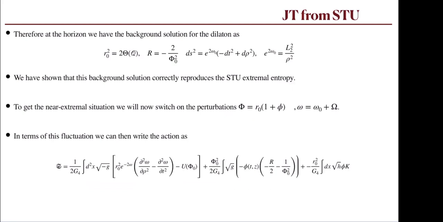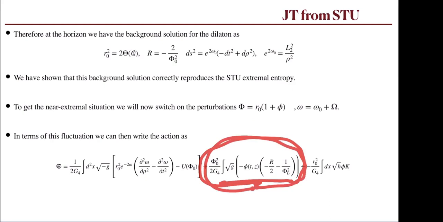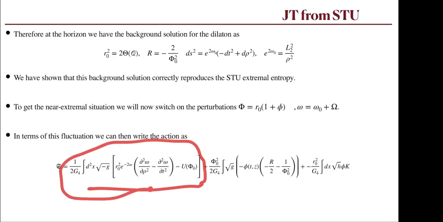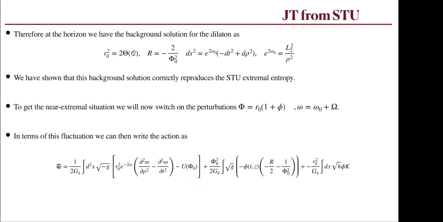In this equation, this is the JT part that we showed earlier: if you come from a higher derivative action, you get some JT gravity kind of action. This is the JT part. And this, which I just wrote like this, is essentially R, the Ricci scalar for this metric. This term is what gives you the extremal entropy. If you put back the solution of phi naught, which is basically minus 2R, you will see that U of phi naught is zero at that extremal point. So only this part will give you the extremal entropy.